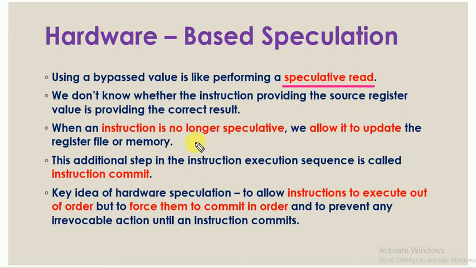But when an instruction is no longer speculative, we allow it to update the register file or memory. When we cannot do further speculation, we will do the update on the register file or memory. So we go on assuming our speculations are correct, our guesses are correct, and we continue, and we update only after completing, or when no further speculation is available.